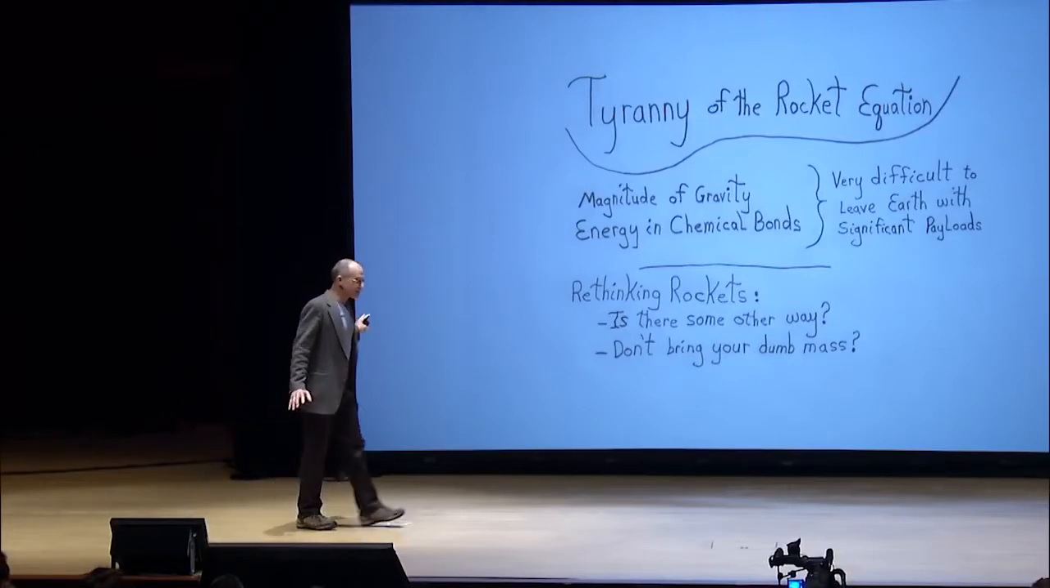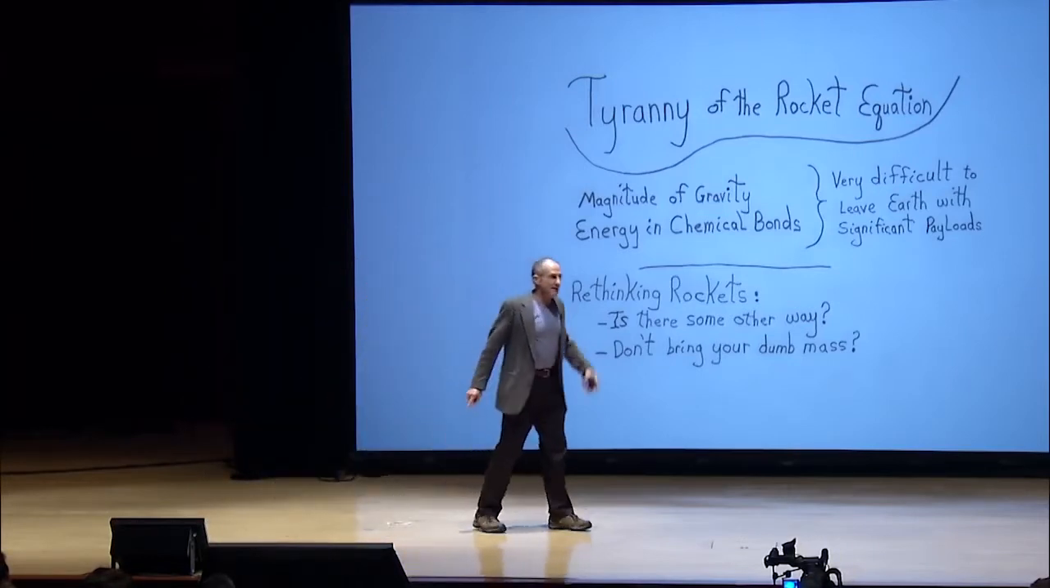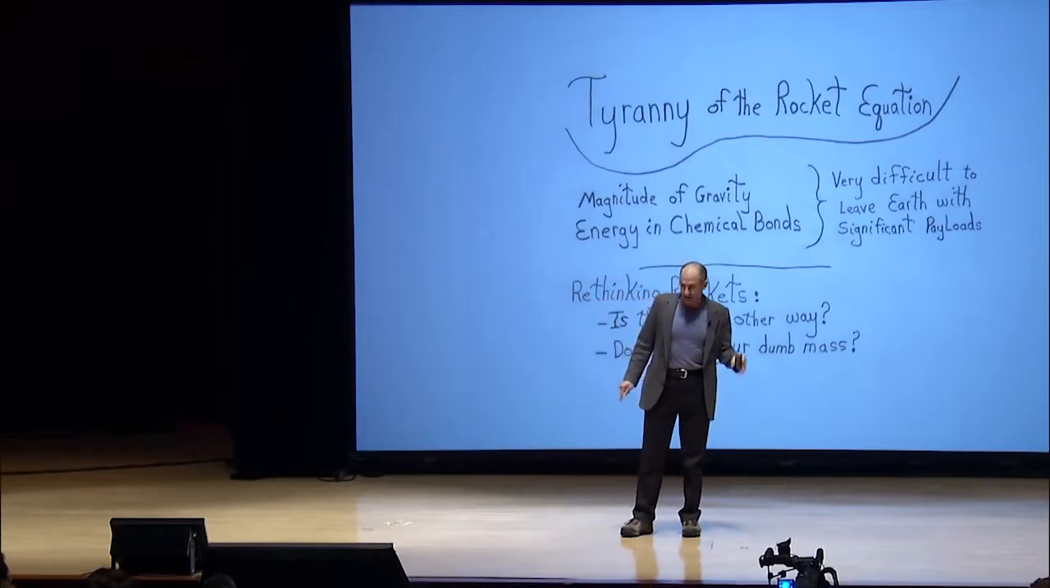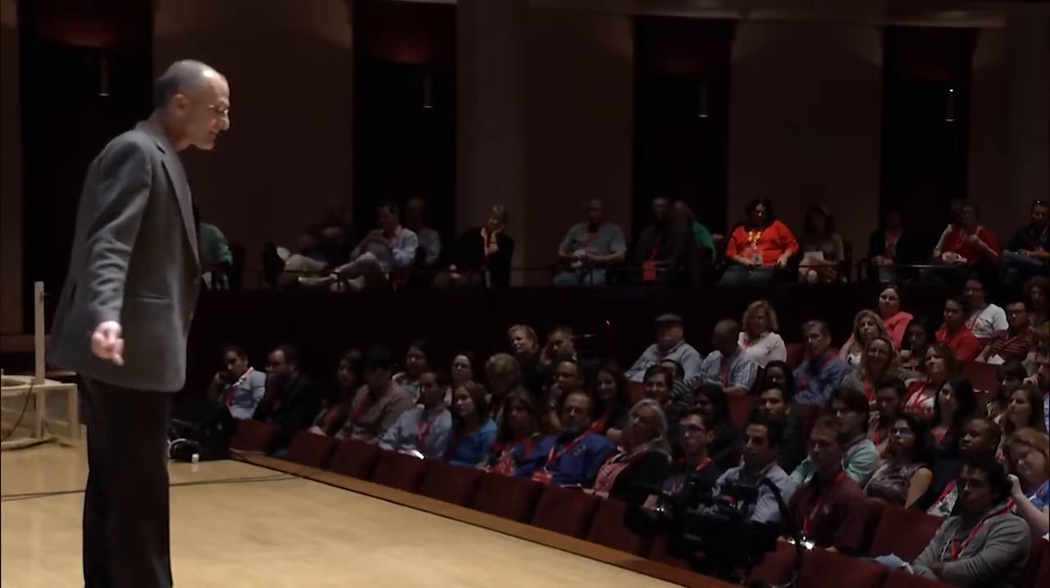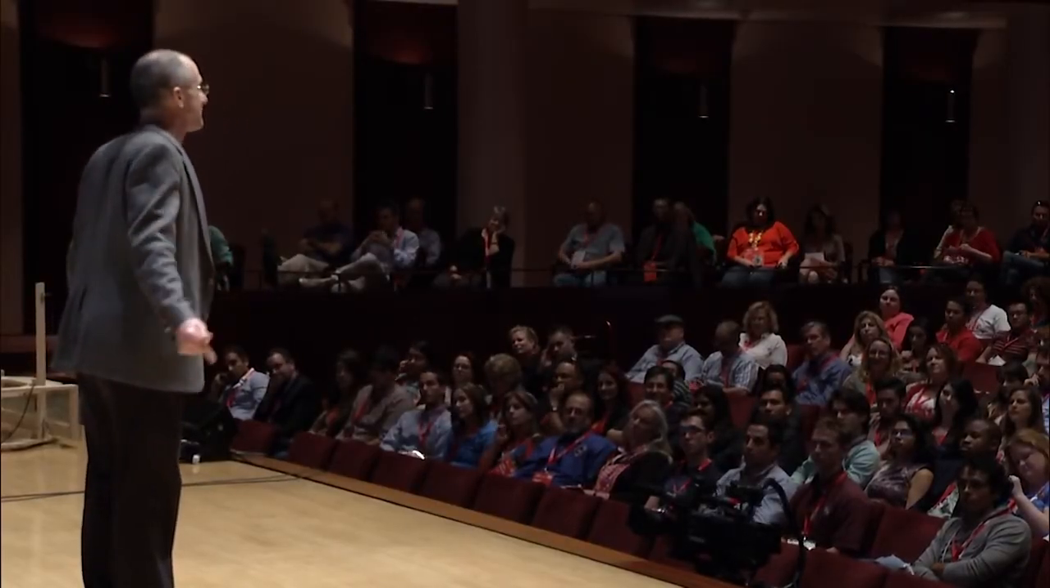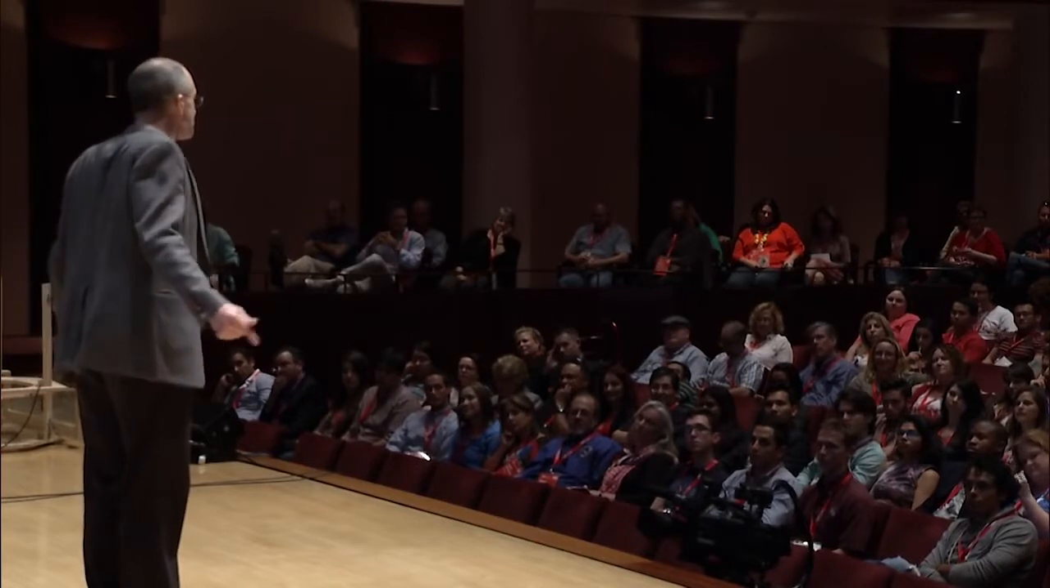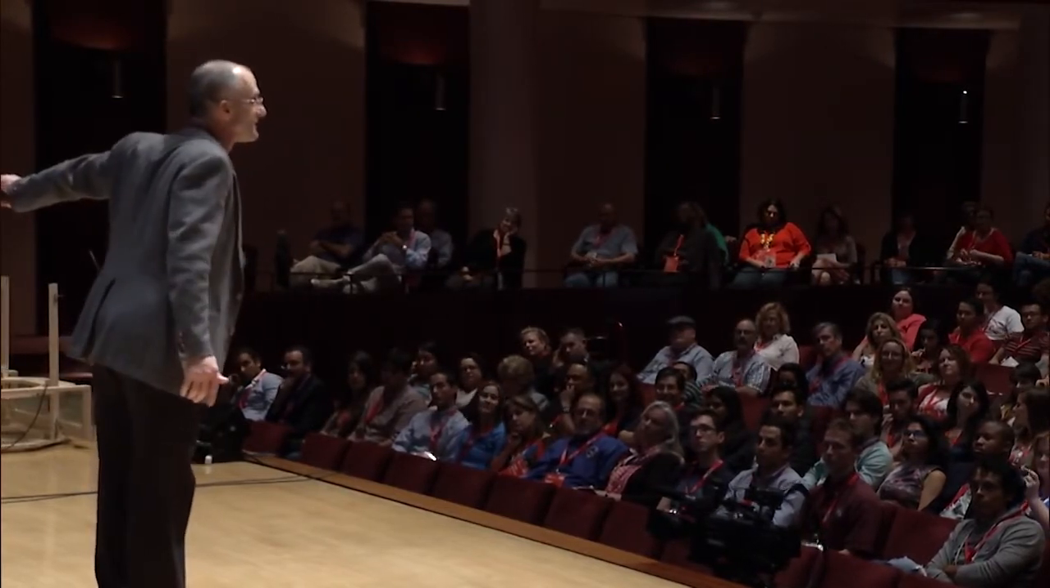So the question that I'd like to plant in all of your minds is something to do with rethinking rockets. Is there some other way to get off of Earth without using a rocket? Hence, you could break the tyranny of the rocket equation. Or, if we're not clever enough to think of an answer, and we have to use rockets, could we minimize the tyranny simply by not bringing our dumb mass?